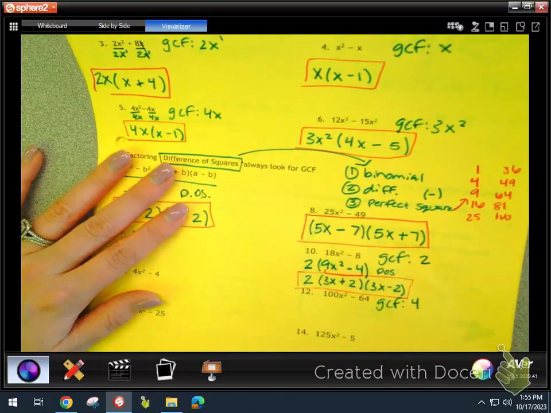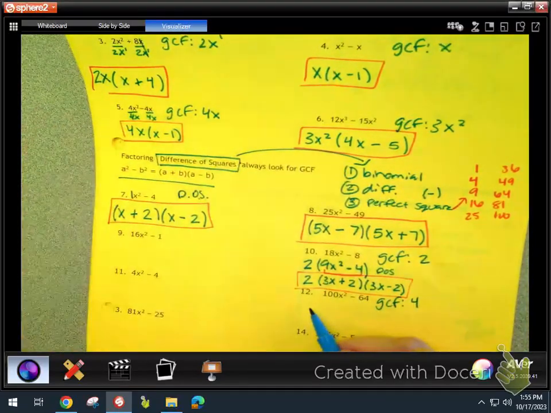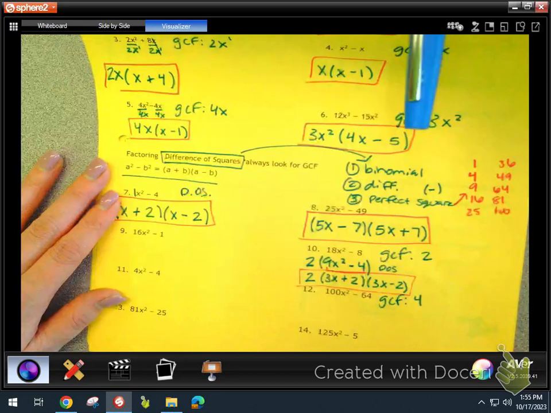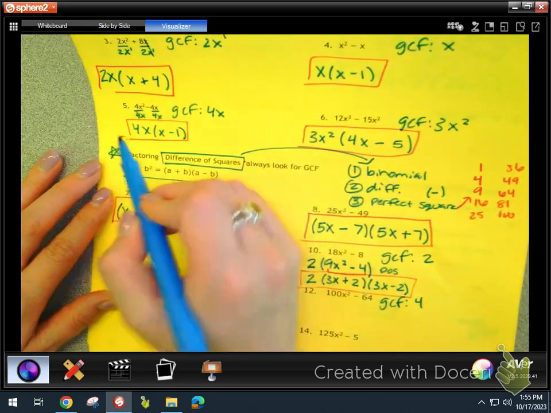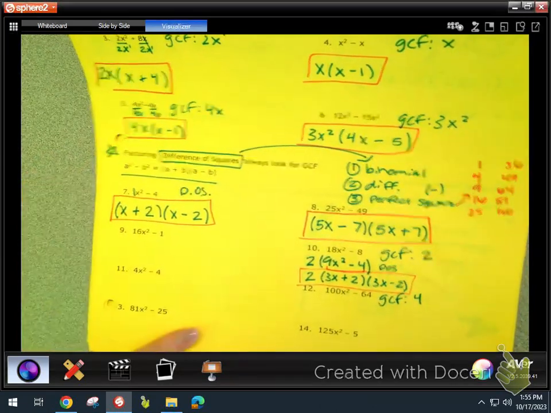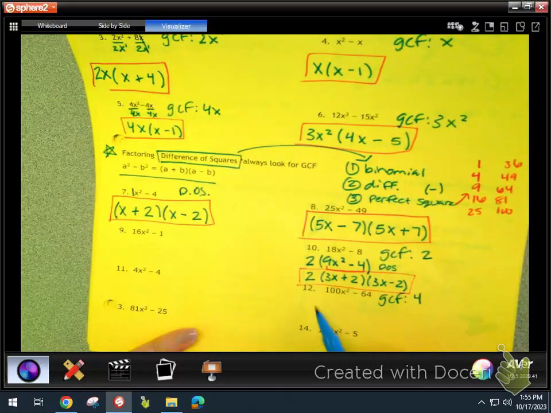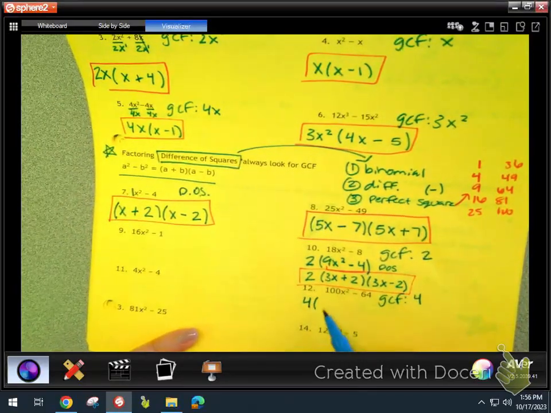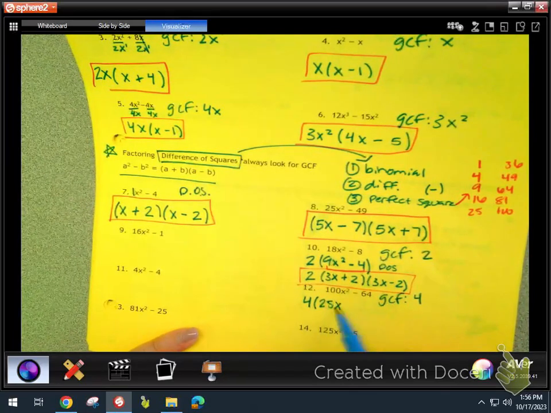Okay? So I'll do this one, and I want you to try the other ones real quick. And then know that this is a factoring pattern that you will see a lot this year. Okay? And it's easy. Don't make it harder than it needs to be. So this will be 25x squared.